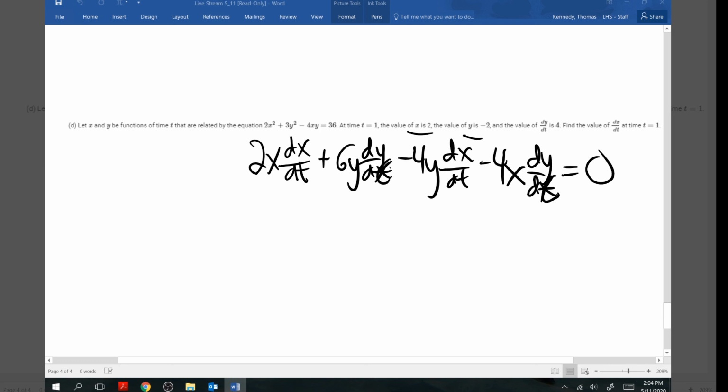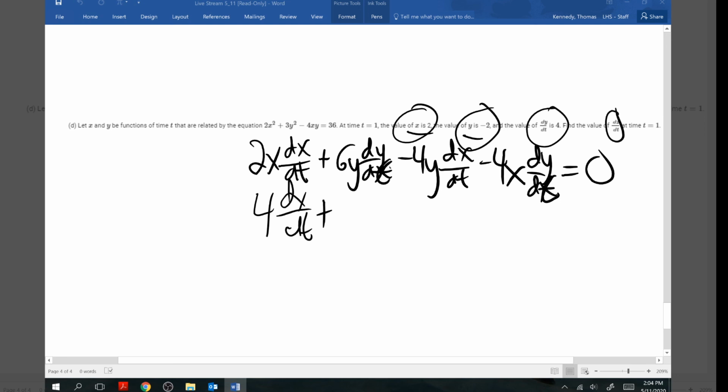Now you can just plug in everything you know in the question, which is basically everything. You know x is 2, you know y is -2, you know dy/dt is 4, and you're just looking for dx/dt. So you know everything but the one thing you're trying to solve for. You just plug in everything and you're mad chillin' on this one. Minus 12.